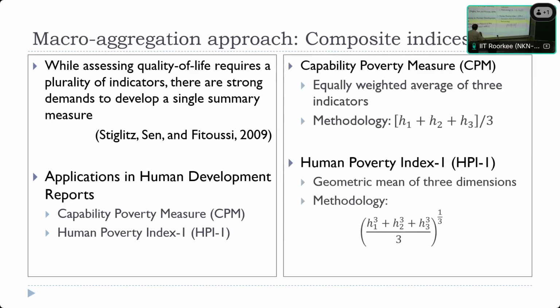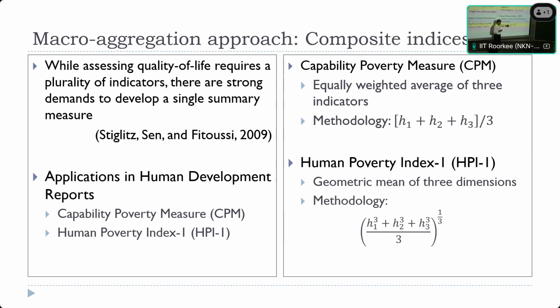The capability poverty measure is the equally weighted average of three indicators. The methodology was simple: H1 plus H2 plus H3 over 3, just a simple average. And the human poverty index again used three different indicators. I think it used child mortality, lack of access to water or something like that. I don't remember the exact three, but they used a general mean approach. But look, they used alpha greater than 1. Any idea why?